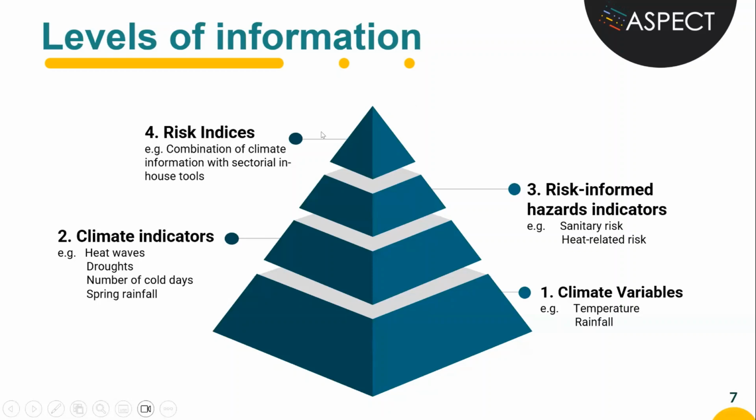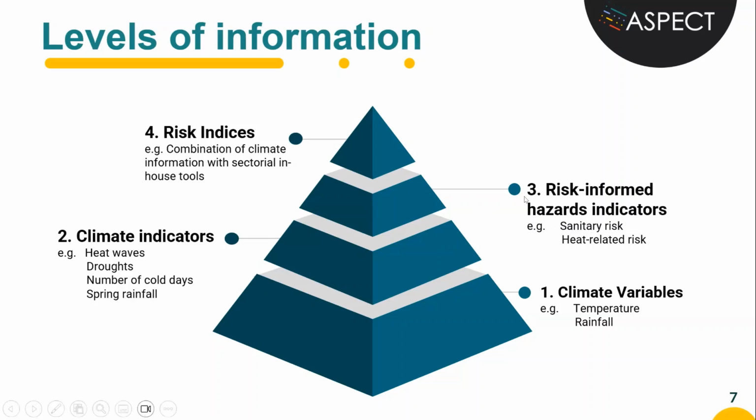In that case, I would like to show you this infographic in which we have included the different levels of information. In the base, we can find climate variables. For instance, a super user can be interested just in temperature or in precipitation, whereas other super users are more interested in having a climate indicator. When I say climate indicator, they can be interested in having information in advance about heat waves or cold waves, but also about droughts, for instance.